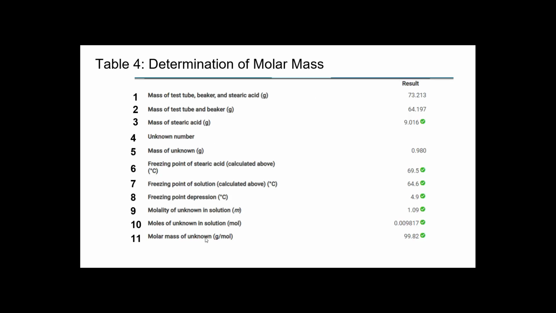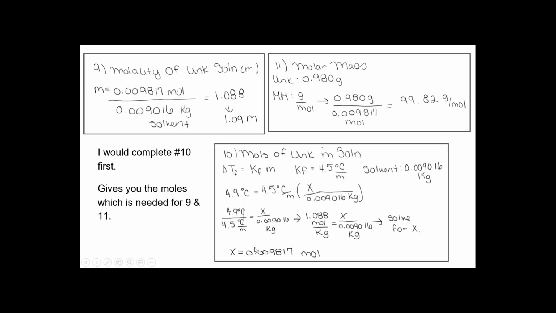And then the last three, if you can see here, are molality, moles, and molar mass. Now, with these, I broke it down to show you how I solve for this. I don't know why they put it in these weird orders, but I would do 10 first. Why would I do 10 first? Because it gives you the moles. And once you get the moles, you can finish 9 and 11. You can't do 9 because you don't know the moles, so you have to get it from here. So you can see how I broke it up doing this.